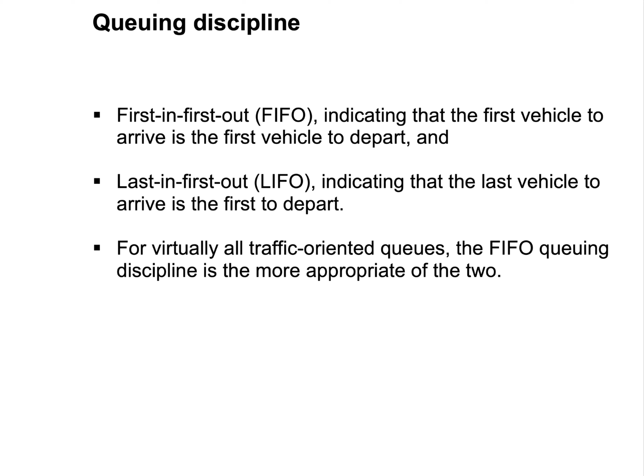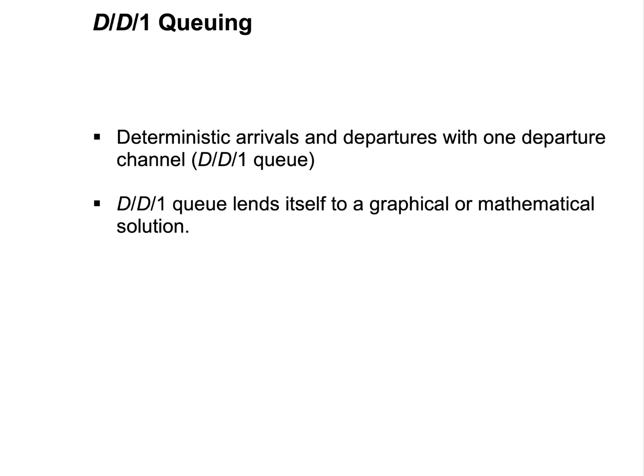Sometimes also on a 2-lane road, if there's a slow vehicle and vehicles are queuing up behind that vehicle, if you're the vehicle right behind the slow vehicle, you're the last one that is able to pass. So sometimes that is also considered a last in, first out queuing discipline. But for almost all other traffic-oriented queues, like those at traffic signals or on freeways, the first in, first out queuing discipline is the most appropriate.